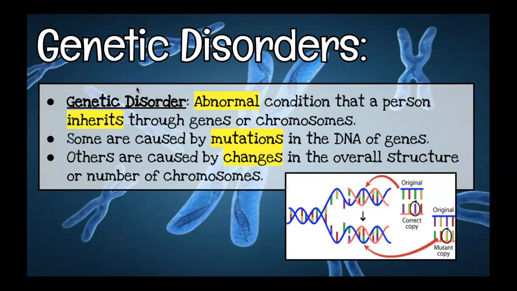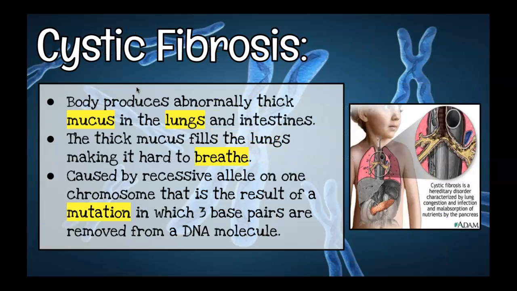Now let's talk about some genetic disorders. A genetic disorder is an abnormal condition that a person inherits through genes or chromosomes. So it can be caused by a mutation in DNA on the genes, or it can be caused by an abnormal number of chromosomes that a person has, either too many or too little chromosomes.